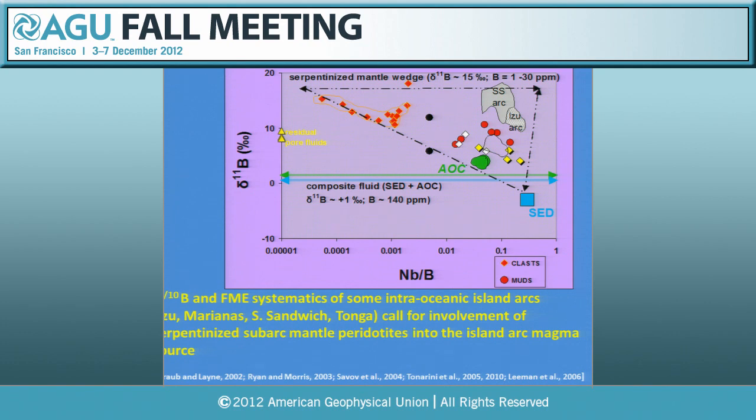So what we see is that, in fact, all of this fluid added to the mantle cannot reproduce any of these very high enrichments of several arcs that are intraoceanic, non-crustally derived melts. In fact, if we involve some of these really high and heavy in boron-11 samples from the peridotites that are hydrated in the fore-arc, that will actually help us explain a lot of the arc samples here.